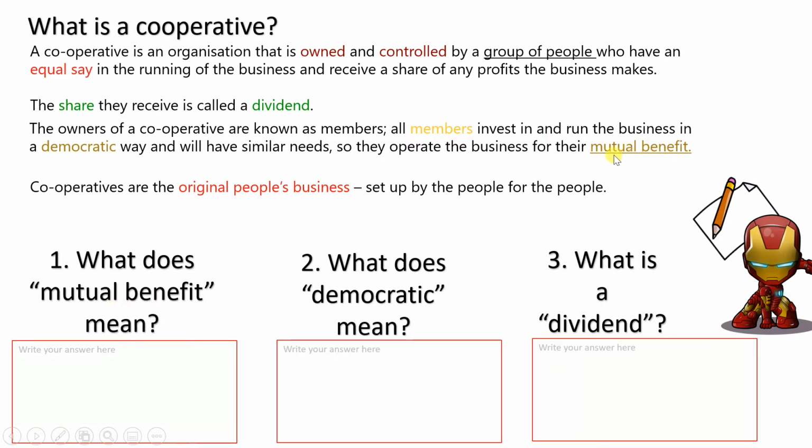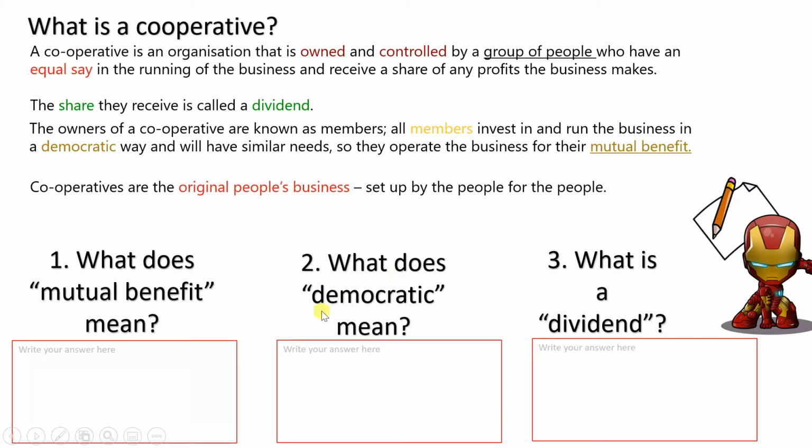You'll see that in the yellow and gold paragraph, and we need to look back at the word. If we look at the sentence, all members invest in and run the business in a democratic way, they will have similar needs, so they operate for their mutual benefit. This is also related to the bit at the top when we talk about having an equal say and an equal share of the profits. So we've got equal say, equal share, mutual benefit. Mutual means you share the same values. So there's a lot of nice big tips for you there. Let's write it in your own words in the box underneath number 1.